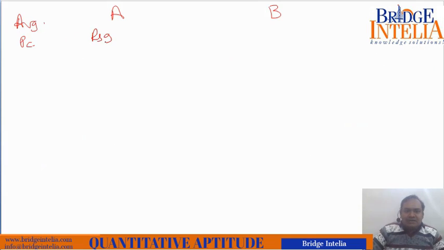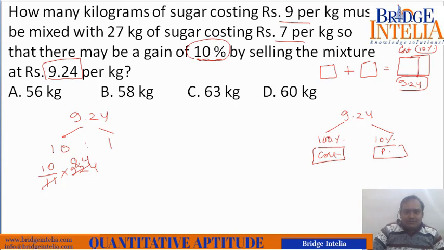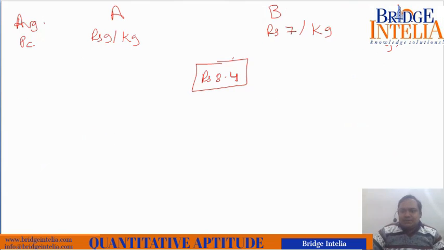So rupees 9 per kg, and for this it is rupees 7 per kg. When you mixed this, you found out that the average price came out to be rupees 8.4, because this is what you are selling at 9.24 to gain 10%. That means when you had calculated the average, it must have come out to be 8.4. Question is in what ratio?